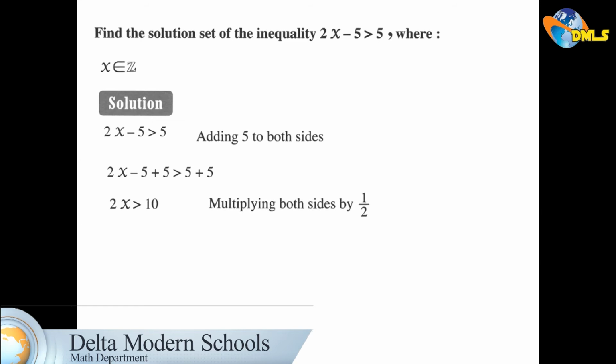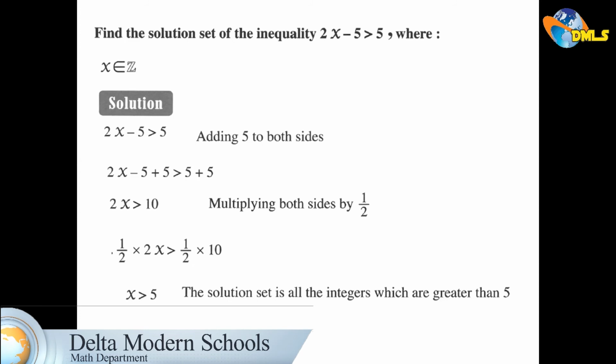By multiplying both sides by half, so half times 2x is more than half times 10. So, x is more than 5. The solution set is all the integers which are greater than 5. So, the solution set is equal to the set of 6, 7, 8, and so on.